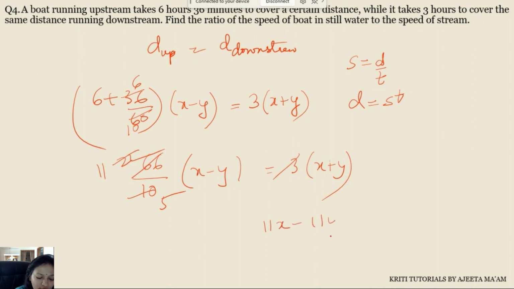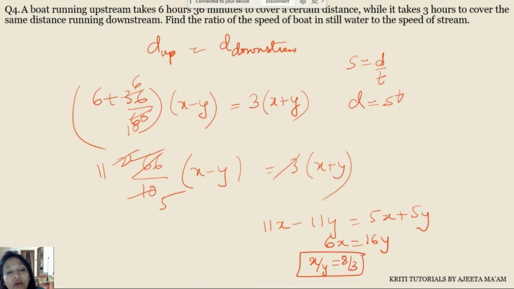11x minus 11y is equal to 5x plus 5y. So now just calculate it. So what do you get? You get 6x is equal to 16y. Right? So again the ratio is needed here. So students, tell me first, what's the ratio? 8 upon 3. That's it. 16 upon 6 gives you 8 upon 3. That is the ratio that we were looking for.